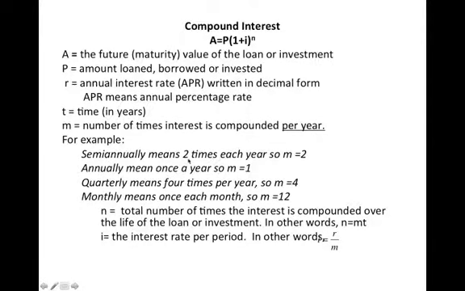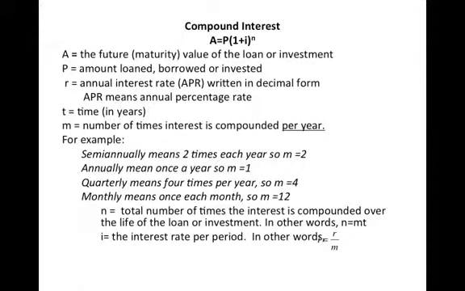Here's some examples. Semi-annually means 2 times each year, so m is equal to 2. Annually means once per year, so m is 1. Quarterly means 4 times per year, once a quarter, so m is 4, and monthly means once each month, so m equals 12. You need to know this vocabulary. If someone says it's a semi-annual sale, that means it happens twice a year. You just need to know these vocabulary terms.